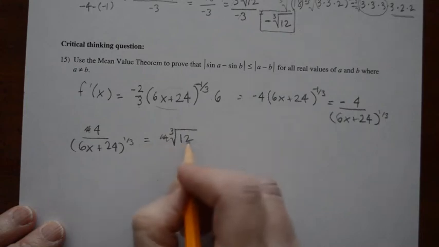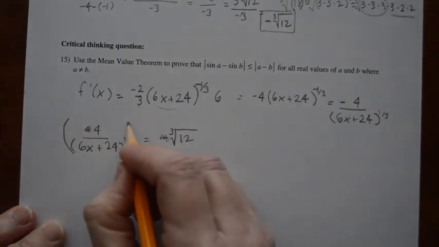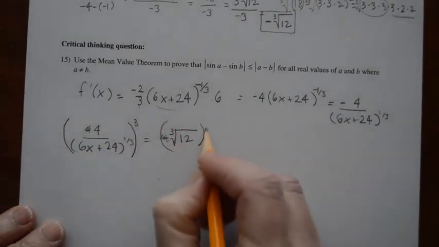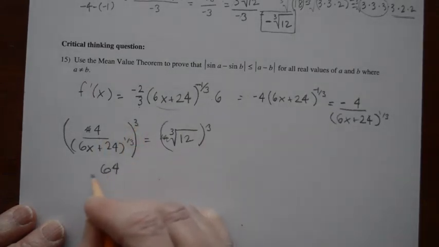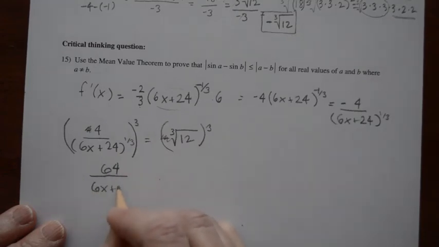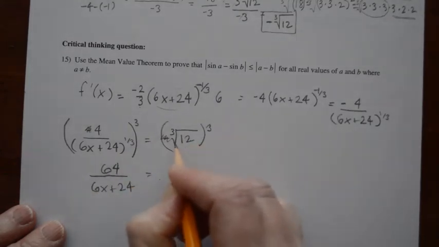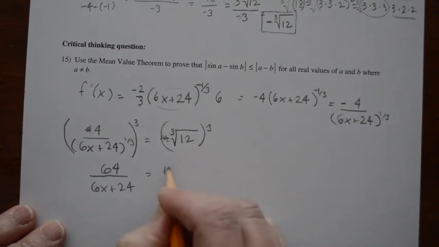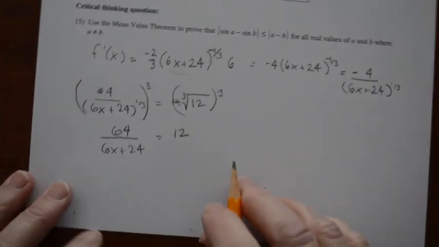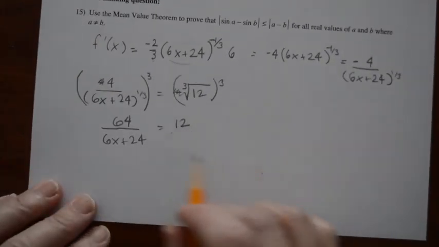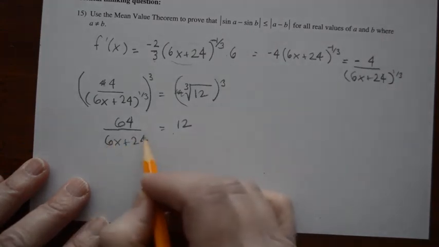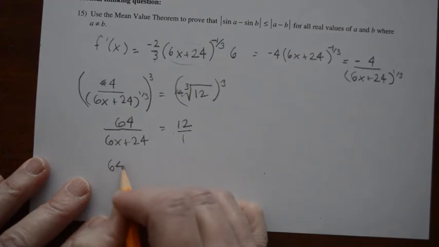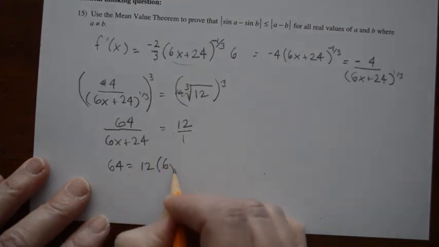And then I see that both sides involve a cube root. So I'm going to cube both sides. When I do that, in the numerator I get a 64, and in the denominator 6x plus 24. And over here on the right, the cube root of 12 cubed is 12. All right, there's simplifying that we could do here, but let's just do it all at once, or as it becomes really necessary to do it. I'm just going to cross multiply. So this is going to give me 64 equals 12 times 6x plus 24.